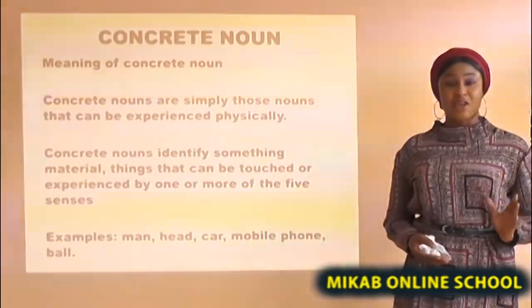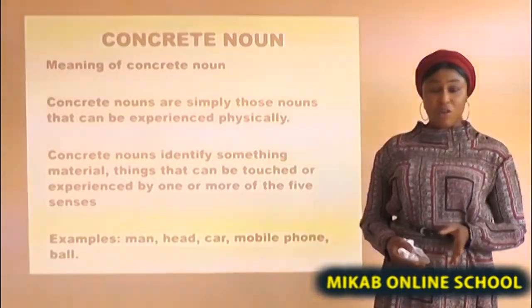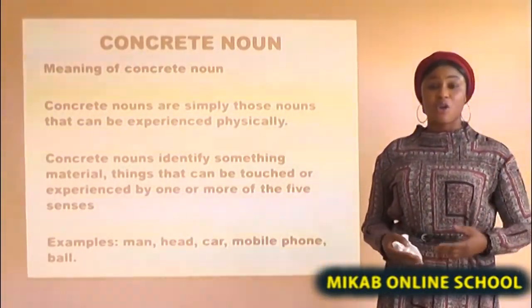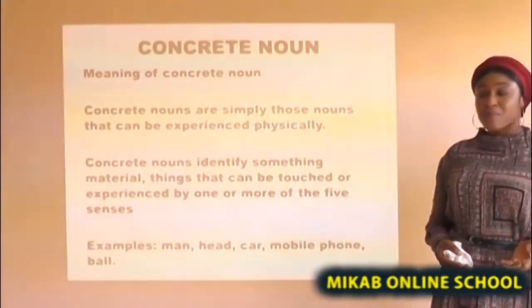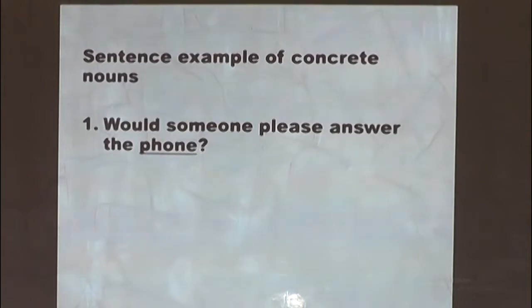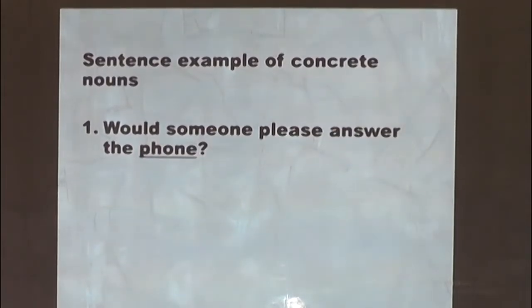Now, the things that you can see, you can touch, and you can even taste are examples of what? Concrete nouns. Examples of these can be your table, they can be the mobile phone, head, man, and even car or ball. All these are physical appearance. There are things you can see and you can even touch them. Now let us look at sentence examples of concrete noun.